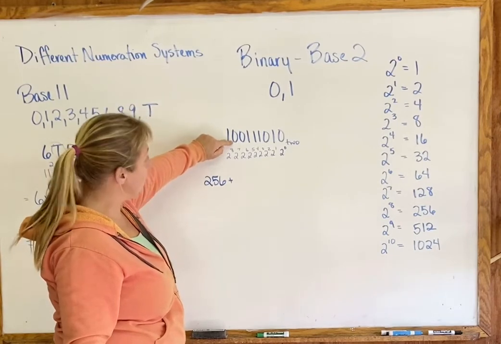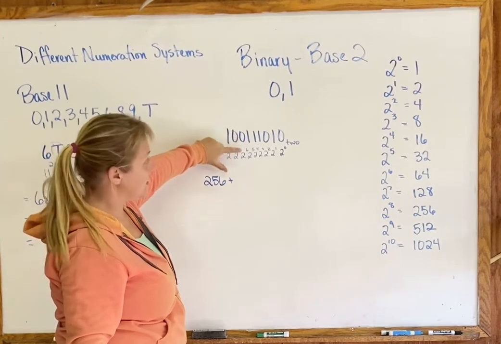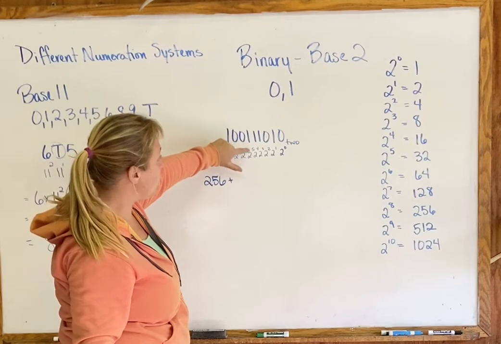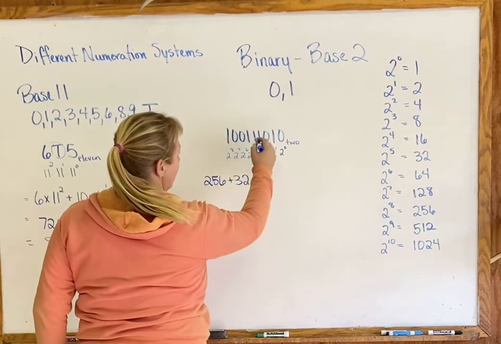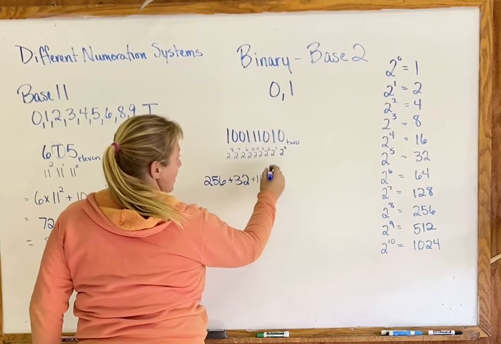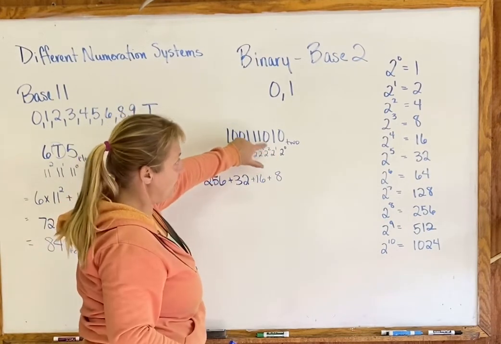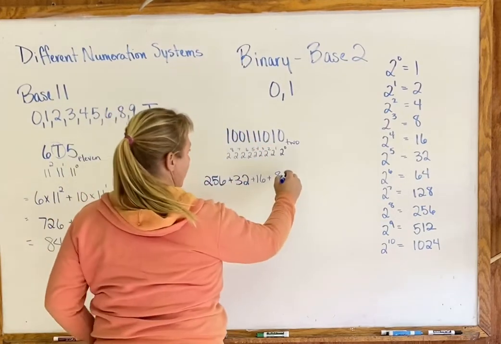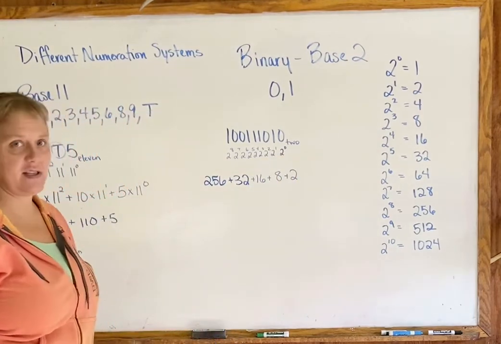Are there any 128s? No. Are there any 64s? No. 0 64s. But there is 1 32. Then there is 1 16. Then there is 1 8. Are there any 4s? No. Are there any 2s? Yes, there's 1 2. And then there's no single digits at the end.